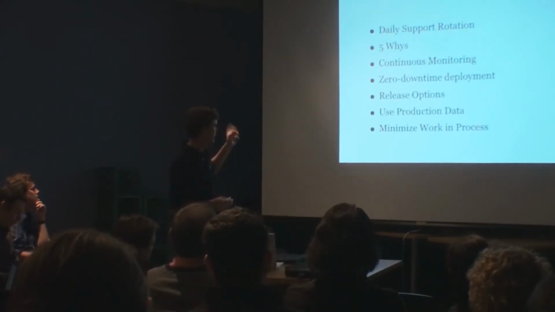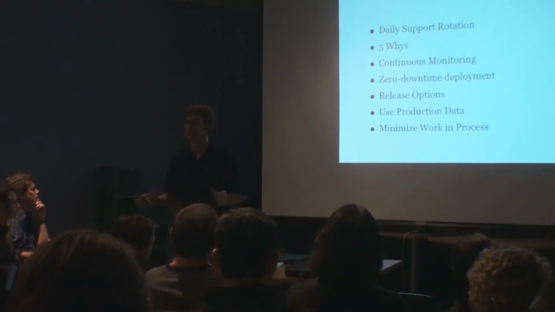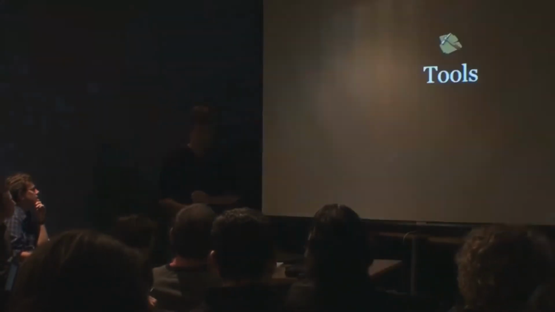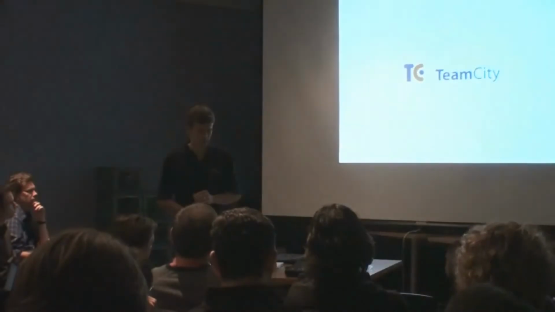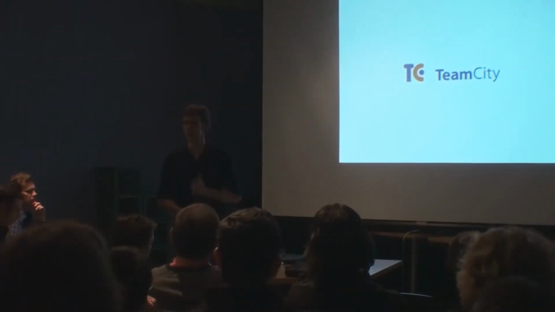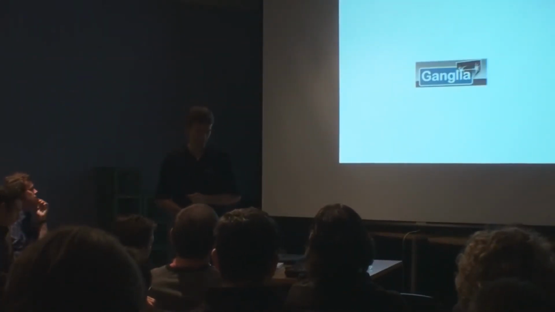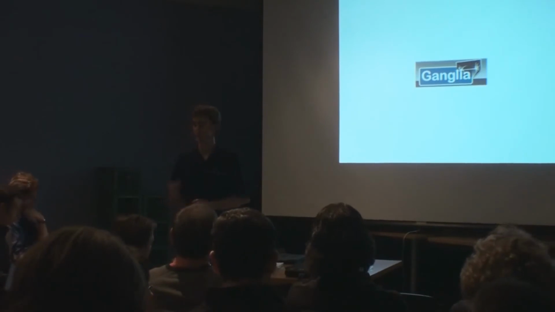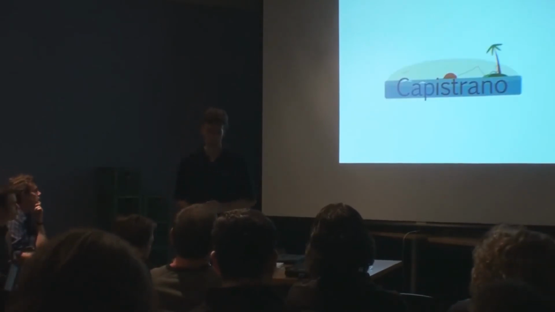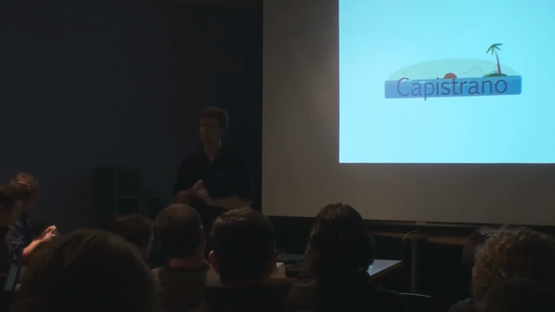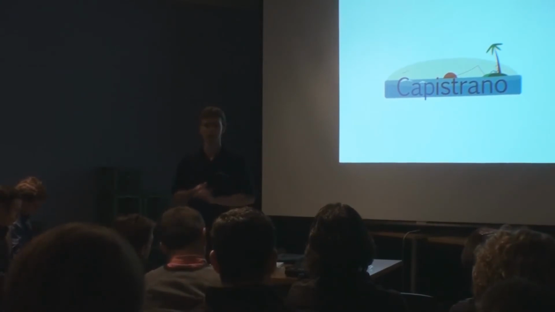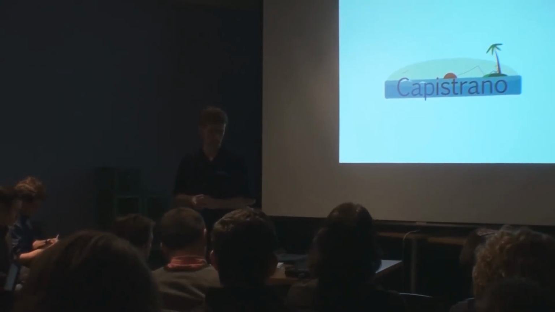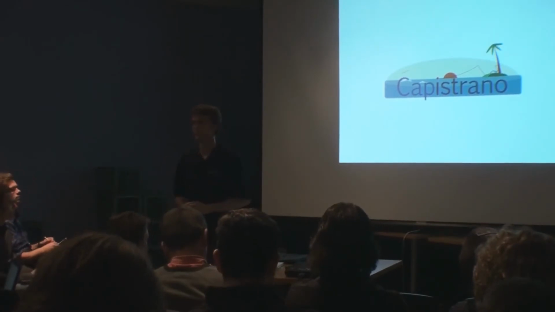Okay, so these are some of the practices that I talked about. I'm going to go very quickly through the tools and then we'll wrap things up. TeamCity is the automated build server that we use, and it's fantastic. Ganglia, which I touched on earlier, I also recommend checking out. We use Capistrano, which is from the Ruby and Rails community, but it is useful in the Java space.